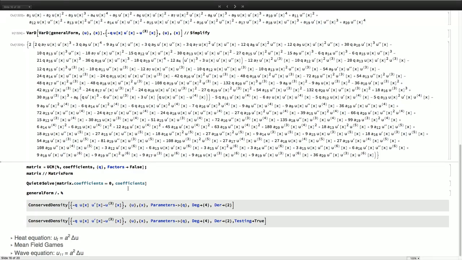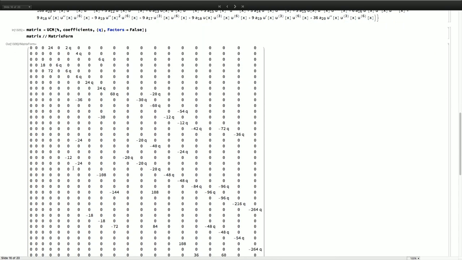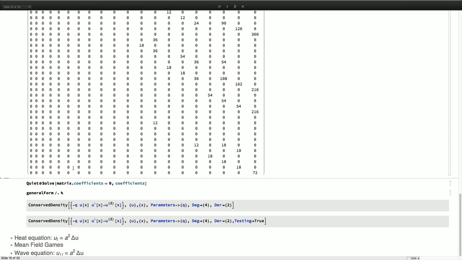And we applied that. And now we will find the undetermined coefficient matrix. Here is the matrix. What we will do is solve with respect to the parameters to find the conditions which we need for the expression to be conserved.